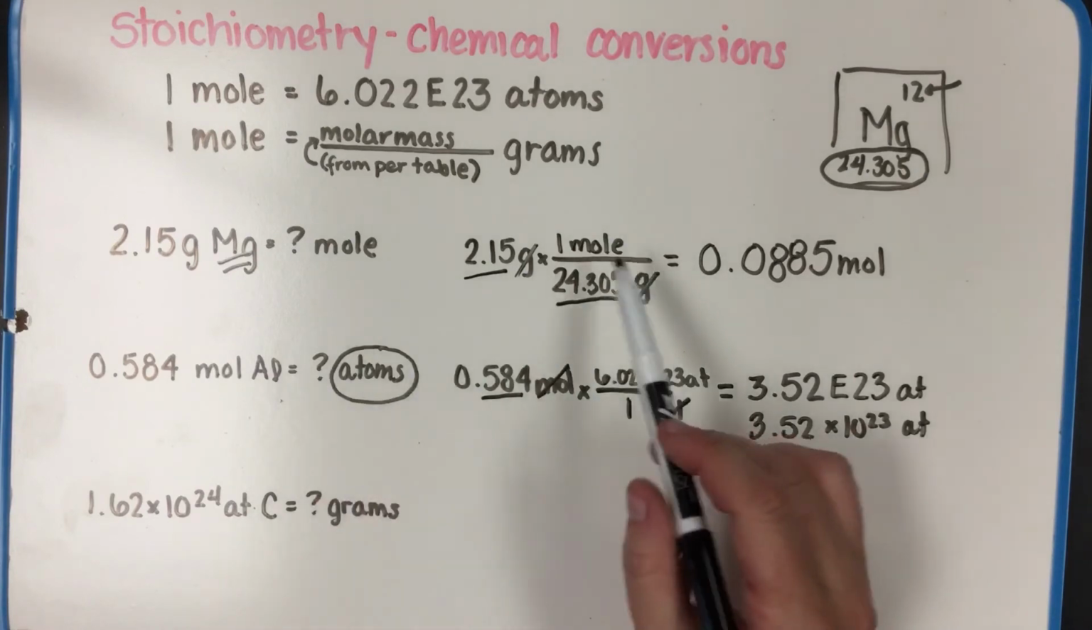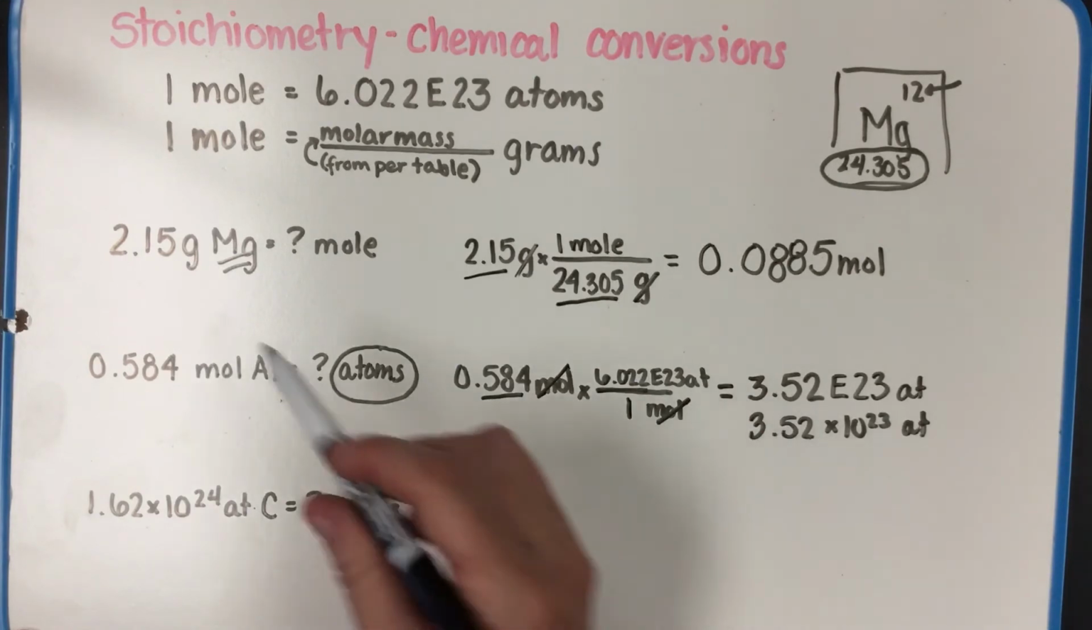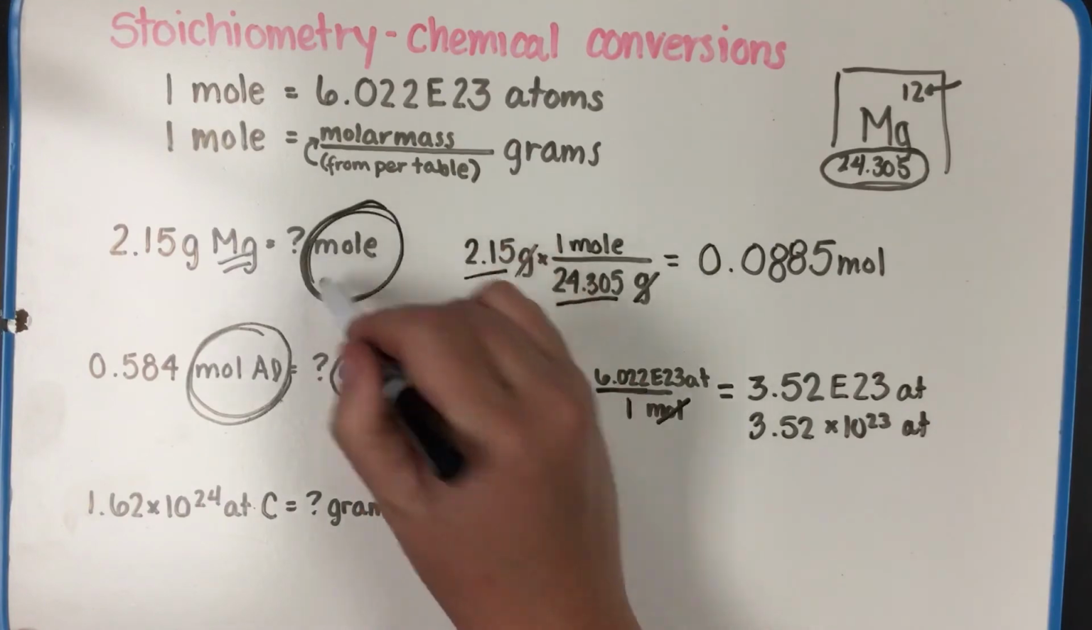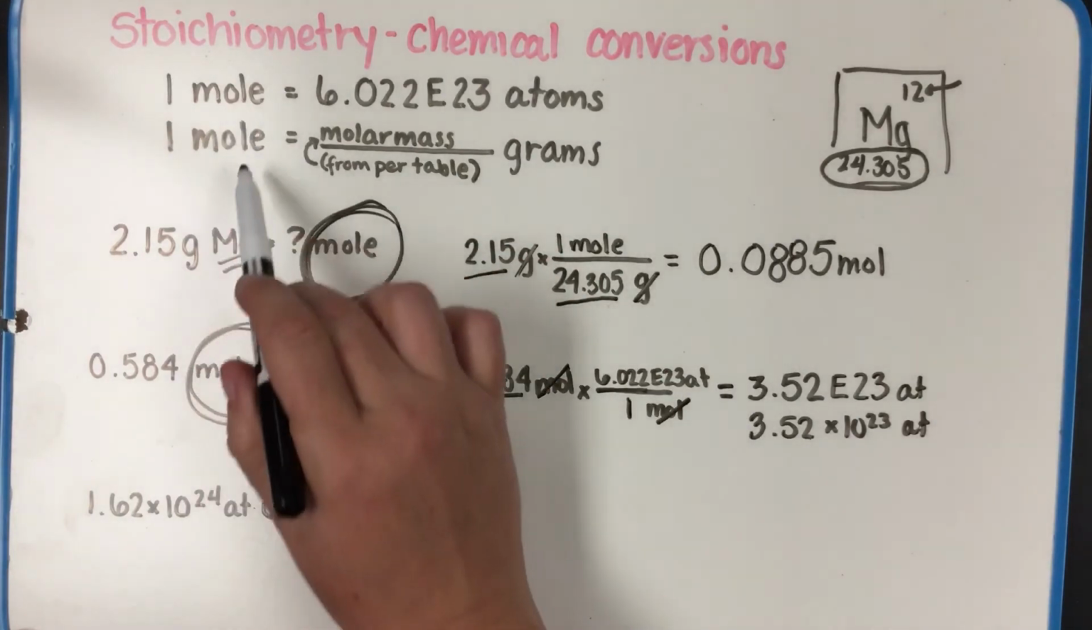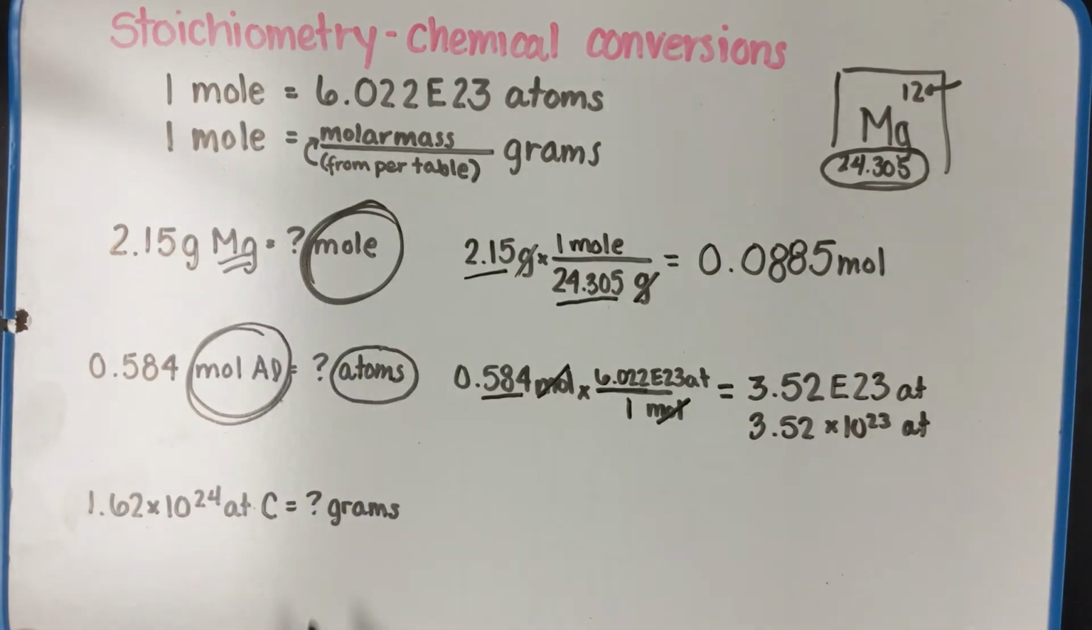Now you might notice that each of these problems were solved in one step. There was only one of the two equalities needed. And the reason that that's the case is because somewhere in each of those problems, we were using the term mole. Mole is in both of these equalities, so if you have the term mole as either your given or your want, it's only going to take one step to get there.